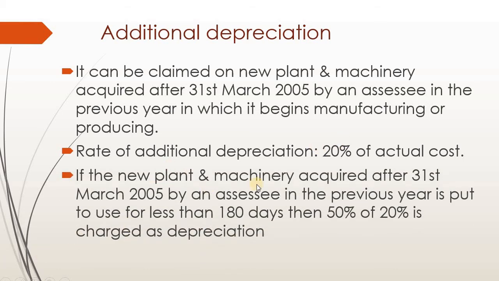So if the new plant and machinery acquired after 31st March 2005 by an assessee in the previous year is put to use for less than 180 days, remember, less than 180 days means from 179 days downwards, then 50% of 20% is charged as depreciation. So 50% of 20% is 10% of depreciation. If it is used for exactly 180 days, then it is full depreciation, 20%. If it is more than 180 days also, full depreciation can be charged.